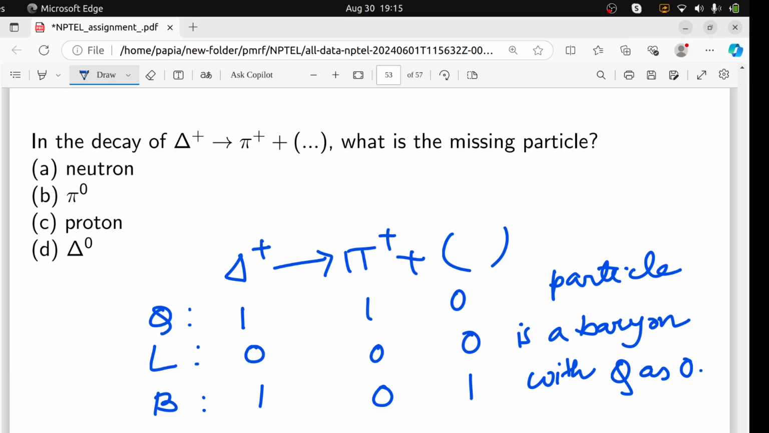Now check these four options. Neutron is a baryon. Yes, neutron is a baryon. Pi 0 is not a baryon, obviously, it's cut. Proton is a baryon, but it does not have Q equals 0, so that is not fine. Delta 0 is also a baryon with charge Q as 0. That is also fine. So neutron and delta 0, these two can be possible candidates. Now what will we check next? We will check the mass conservation.